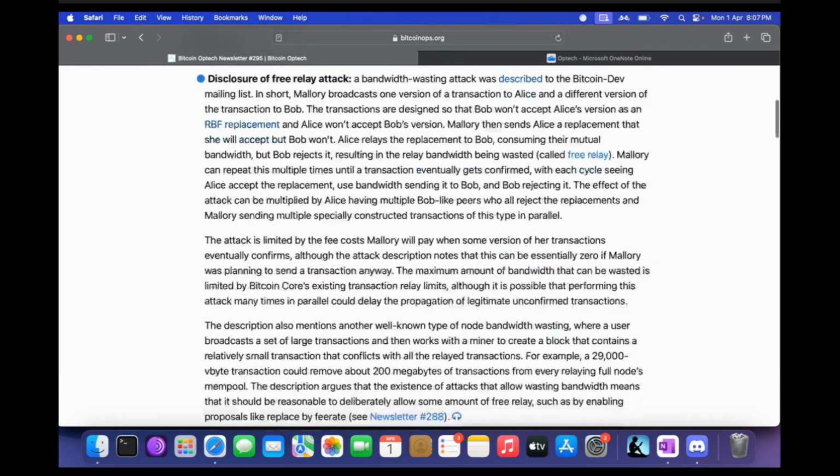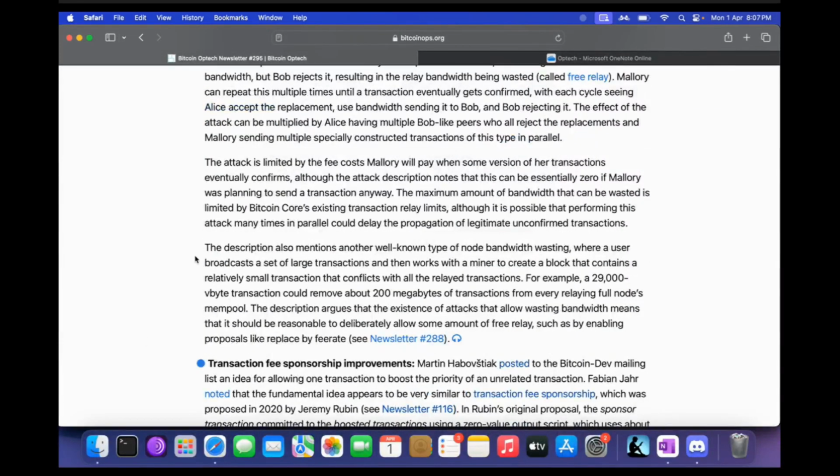The description also mentions another well-known type of bandwidth wasting, where a user broadcasts a set of large transactions and then works with a miner to create a block that contains a relatively small transaction that conflicts with all the related transactions. For example, a 29,000 virtual byte transaction could remove about 200 megabytes of transactions from every relaying full node's mempool. The description argues that the existence of attacks that allow wasting bandwidth means that it should be reasonable to deliberately allow some amount of free relay, such as by enabling proposals like replace by fee rate.